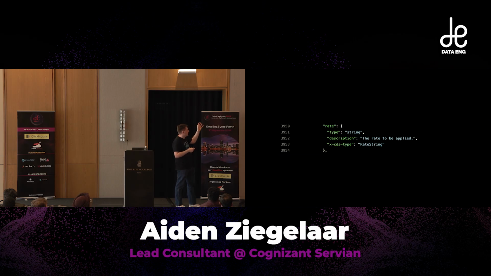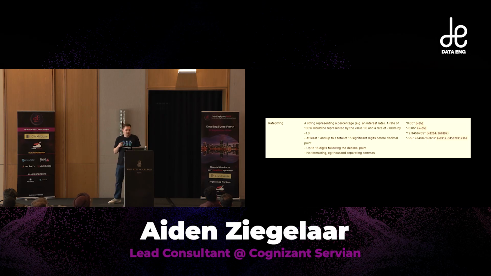So let's take a look at an extract from the OpenAPI specification. Here we've got a rate, type is string, so programmatically we know what to expect. It's got a description for those of us that want a human readable description for it, but then it also has this extension to the OpenAPI spec, which is x-cds-type, and the x-cds-type is RateString. And so RateString is something that's defined in the wider data standards as part of the data contracts. And so here's the definition of a RateString. It's a string representing a percentage, e.g. an interest rate, and then it goes on to give us a whole bunch of examples and a bunch of business rules around how many significant figures, all of that sort of stuff. And yeah, it's really good. It provides us with semantic meaning to what that string is inside the data contract.